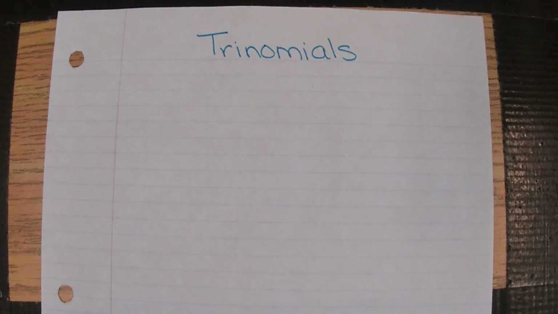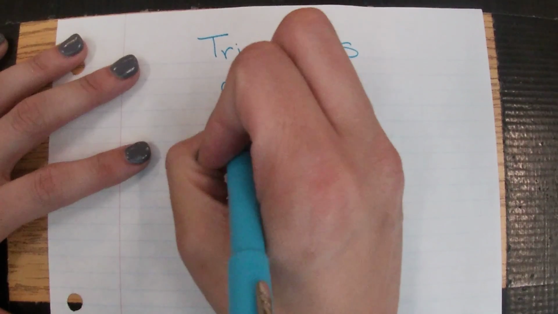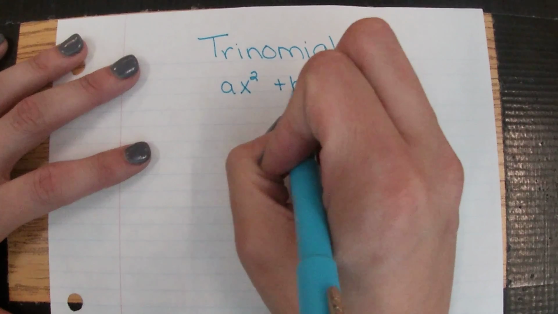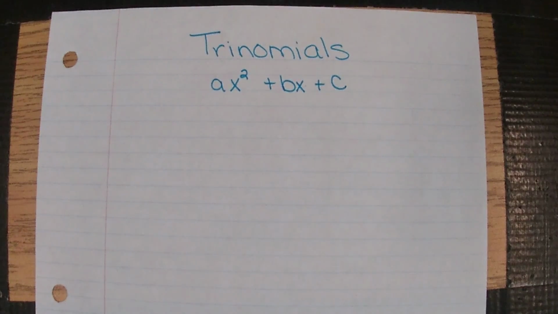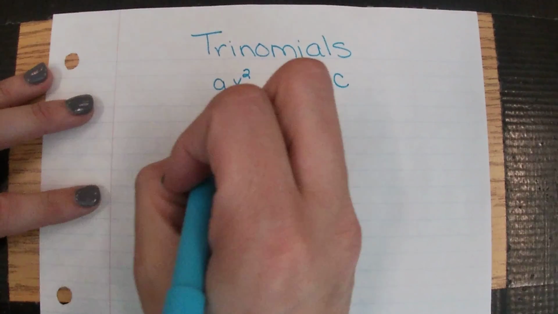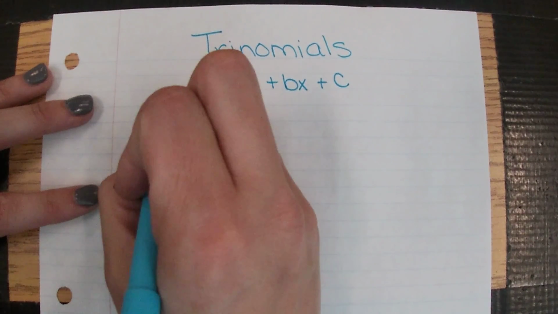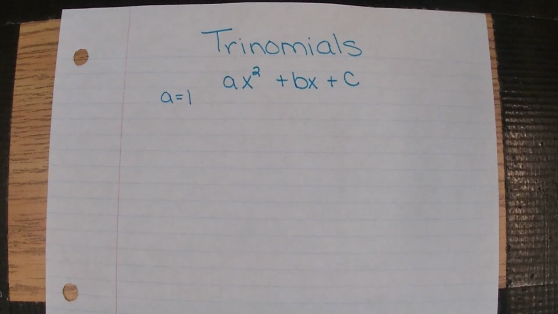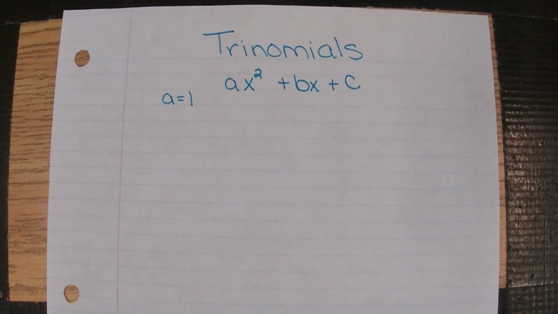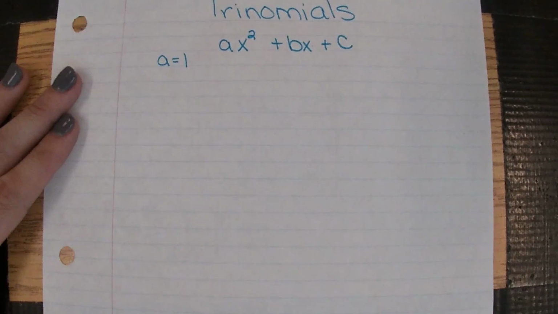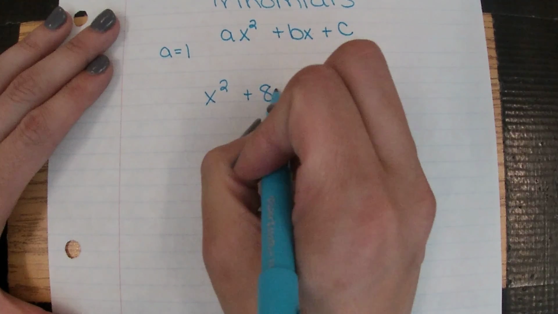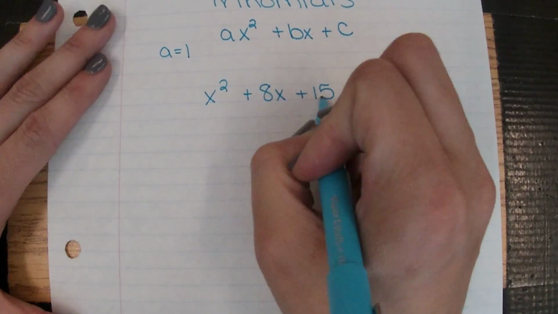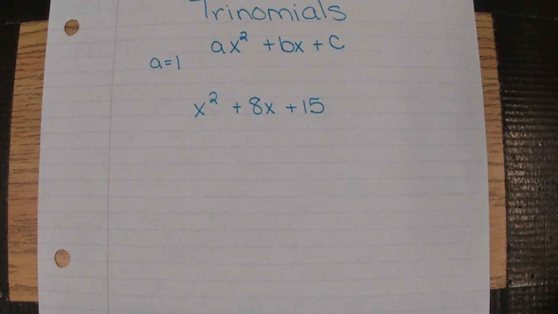So we are still in three terms of the form ax squared plus bx plus c. However, today we are going to be in a situation where a always equals 1. So this number in front is always going to be 1. Now, realistically, we don't really write that 1 down. So we're going to see something that looks like x squared plus 8x plus 15.